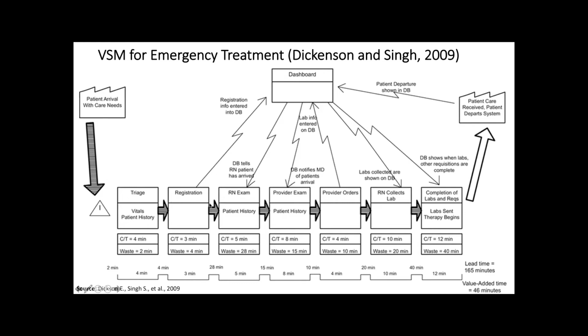And here is the flow of the material with this black arrow. After the registration, the database sends some information to the nurse. RN means registered nurse. The database sends some information to the nurse that a patient has come in with this information, and it will take around 28 minutes before that information is going to be sent to the nurse. And the nurse takes about 5 minutes to look at the information and evaluate it.